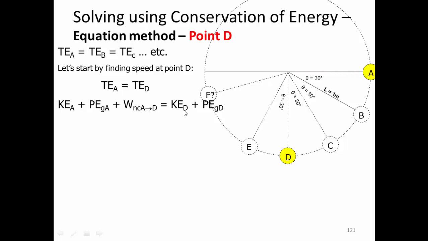And on the right side of the equation, we have our later point. We have some kinetic energy at D and some potential energy at D. We could substitute in an equation for each of these. We know an equation for kinetic energy. We know an equation for potential energy.